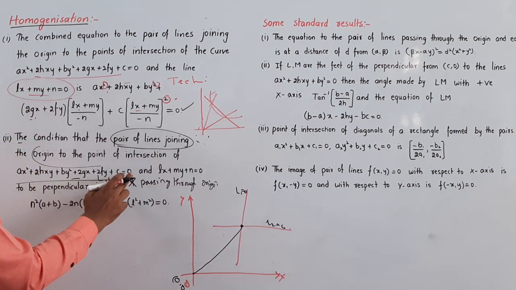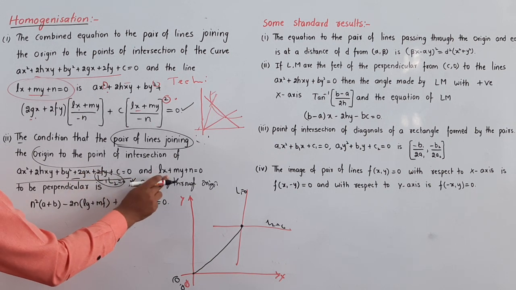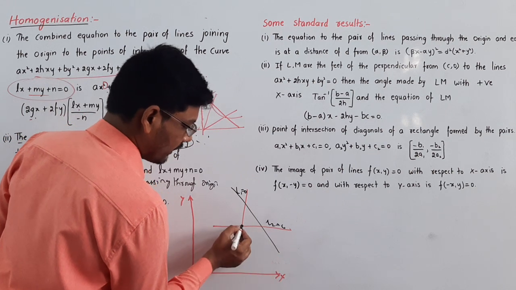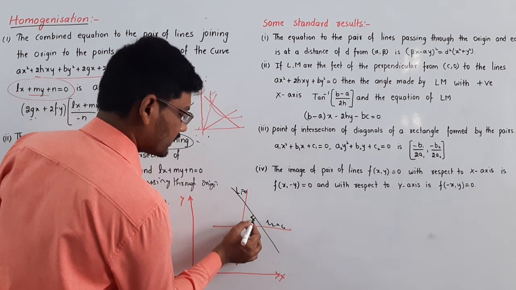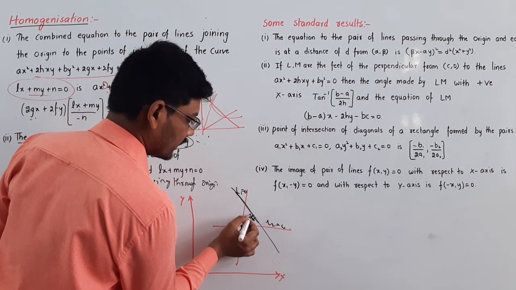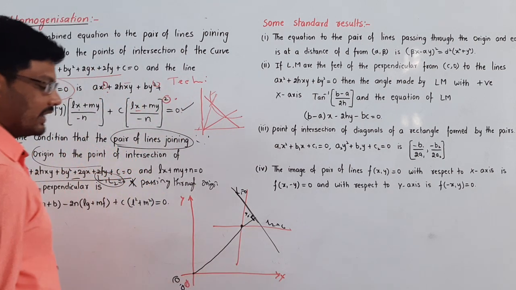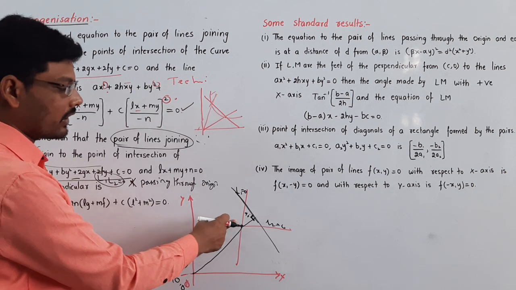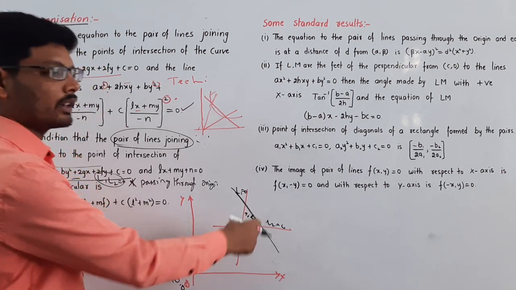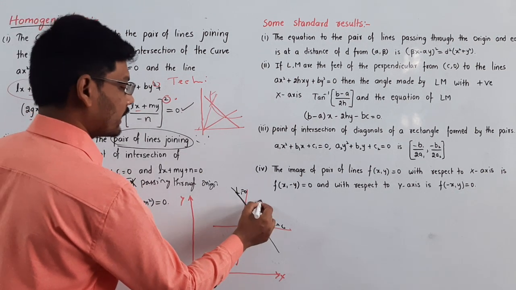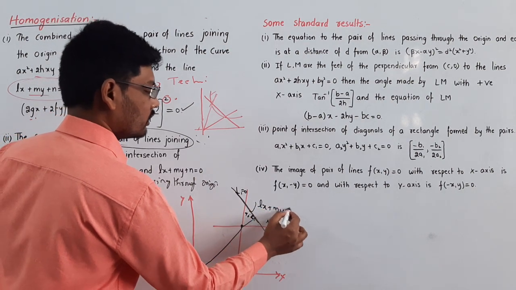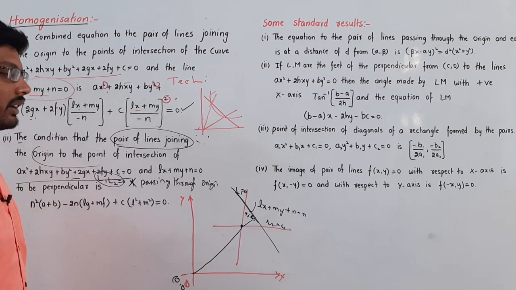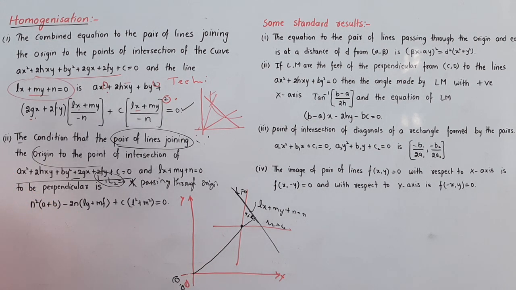So this is the pair of straight lines L1 and L2 is equal to 0 and the line Lx plus My is perpendicular to. This is the perpendicular condition. Here the angle is 90 degrees, the line joining origin to the point of intersection of a pair of lines is perpendicular to the line Lx plus My plus n is equal to 0. This is the point about this one. Then the condition for this point, whether the line is perpendicular or not.